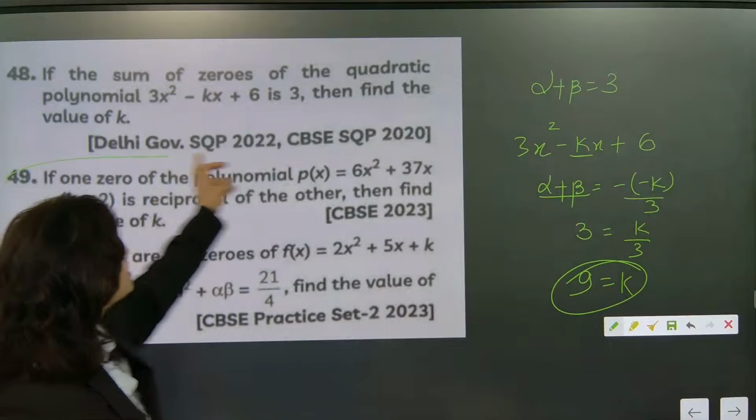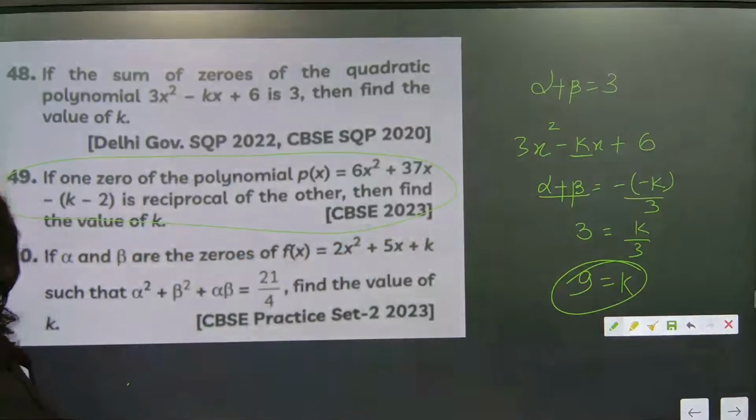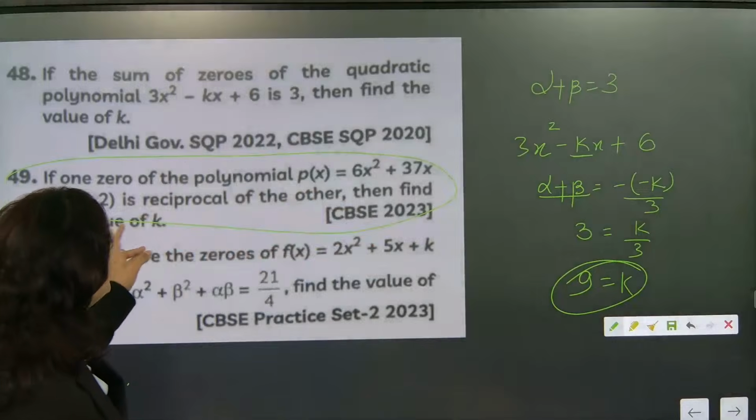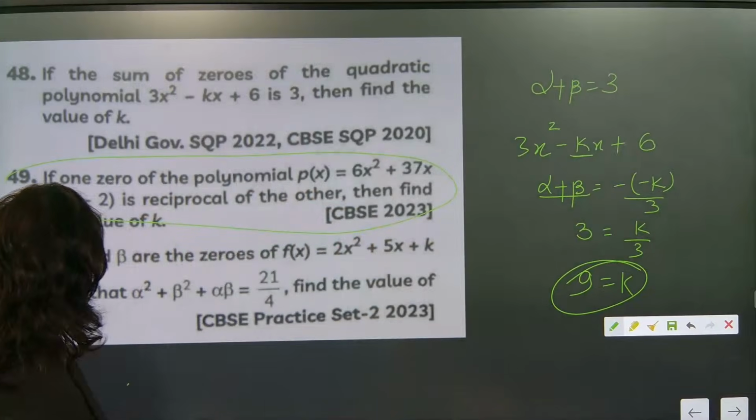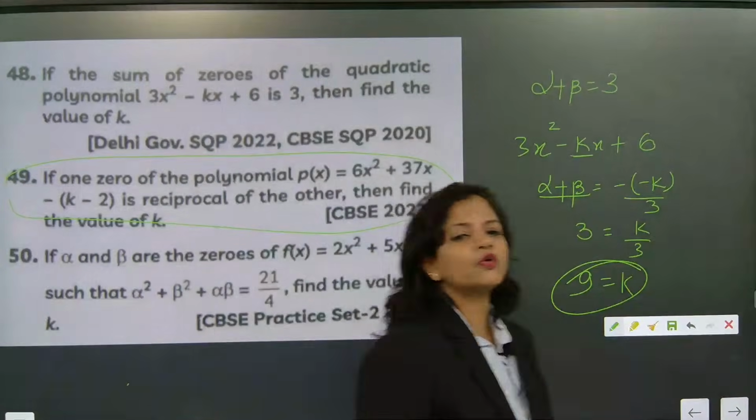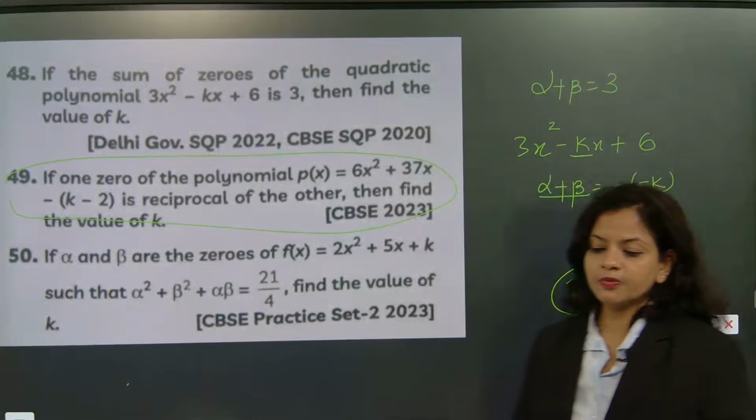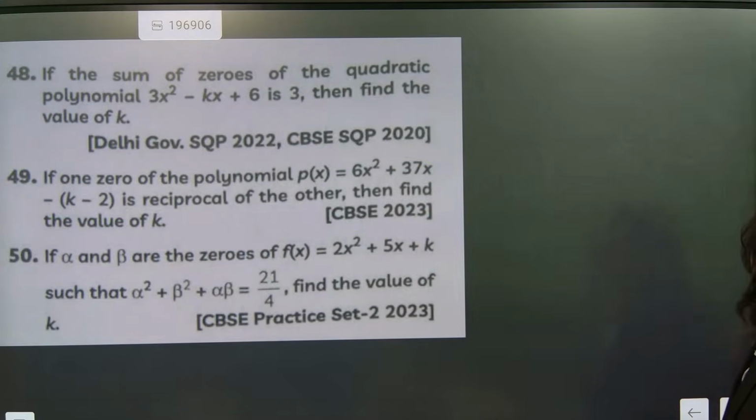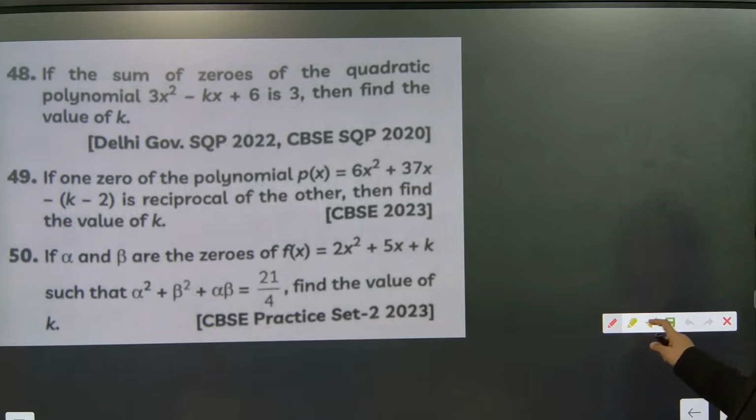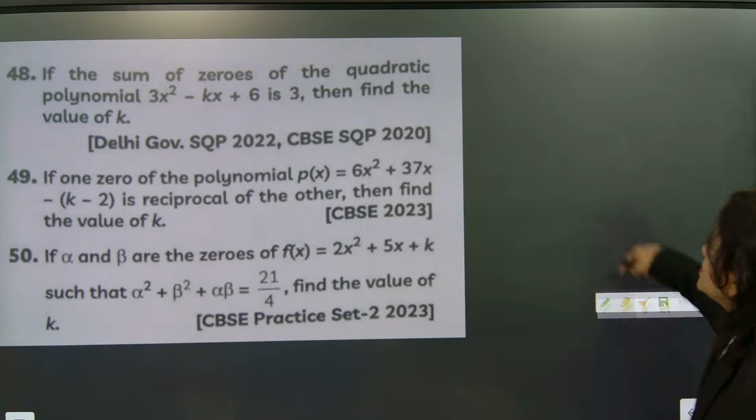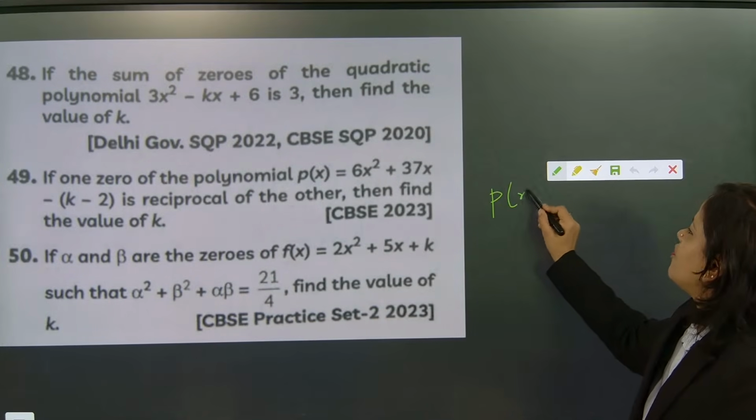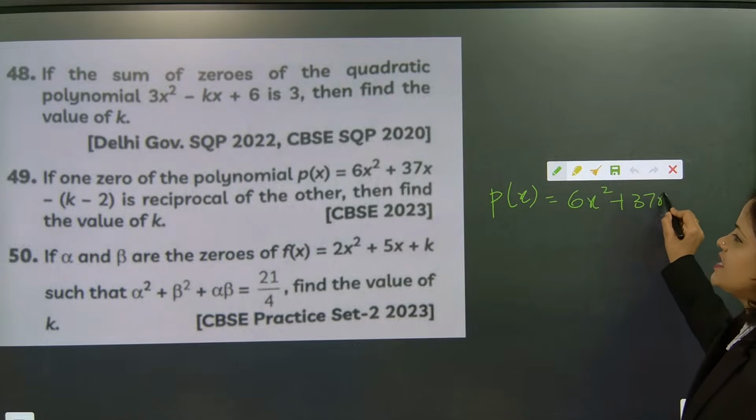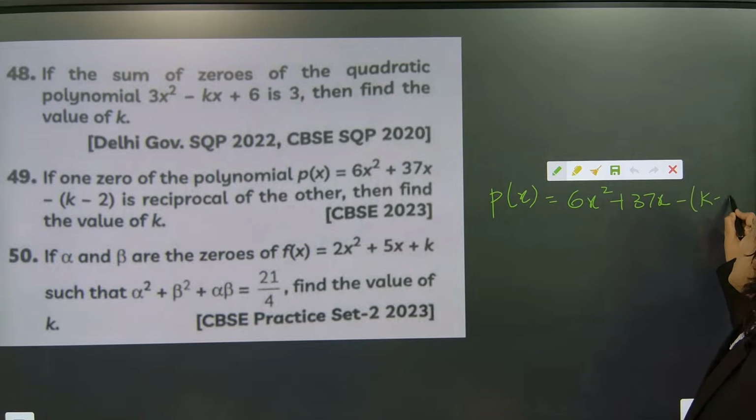Now we take this CBSE question. Last class itself we have finished it. Now look. If one of the zeros of the quadratic polynomial is the reciprocal of the other, how many times will you solve this question? Directly, what are we going to do? Hit the product part and you will get the answer. Whenever these type of questions come, hit the last part of the question. What is the last part? P of x is equal to 6x square plus 37x minus k minus 2.